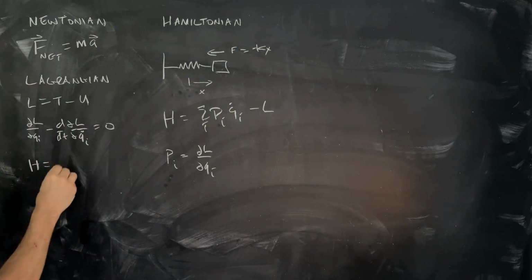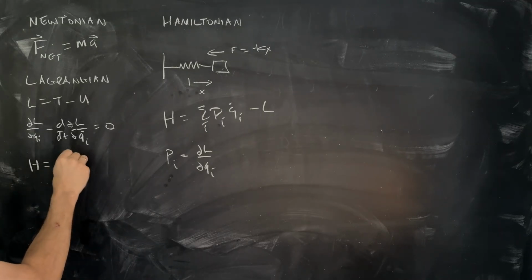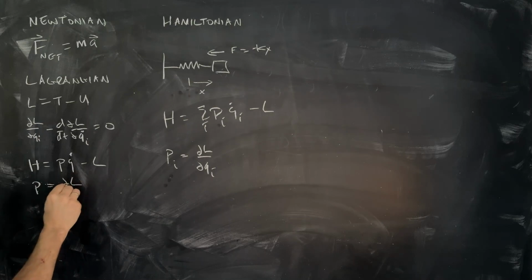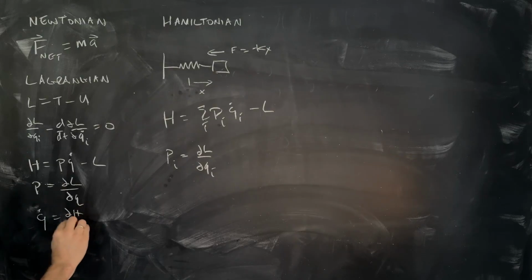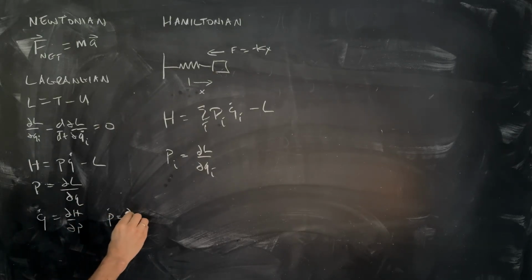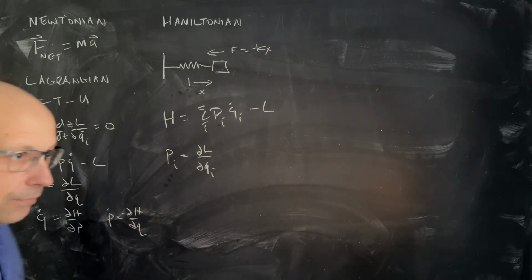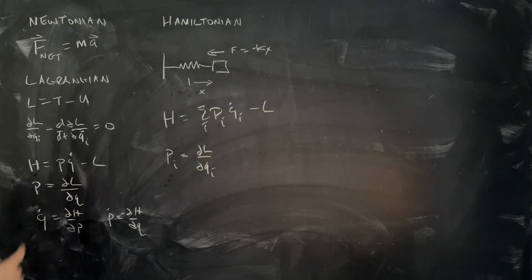So H is, we're in one dimension, so I can just say p q dot minus L. p is the partial of L with respect to q dot. And then finally, I get q dot is the partial of H with respect to p, and p dot is the negative partial of H with respect to q. That's Hamilton's equations right there. So that's the Hamiltonian, and that's Hamilton's equations.